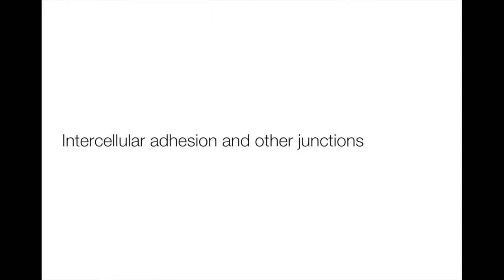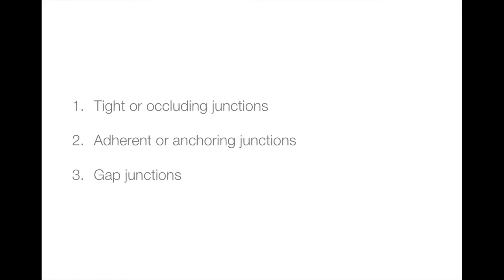Now I want to talk about intercellular adhesion and other junctions. The only reason I'm talking about this is that I have introduced you to this idea when we were talking about the cell, cell communication and how cells are kept together. So we mentioned several types of junctions between cells, and we've got three types: tight or occluding junctions, which form a seal between adjacent cells. Then we've got adherent or anchoring junctions, which are sites of strong cell adhesion. And we've got gap junctions, which are channels for communication between adjacent cells.